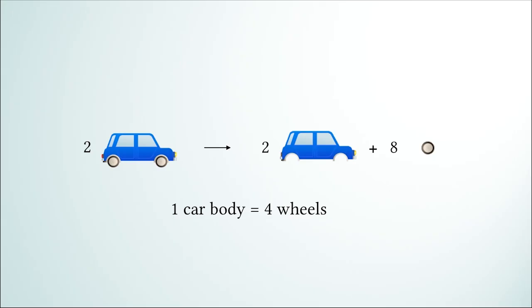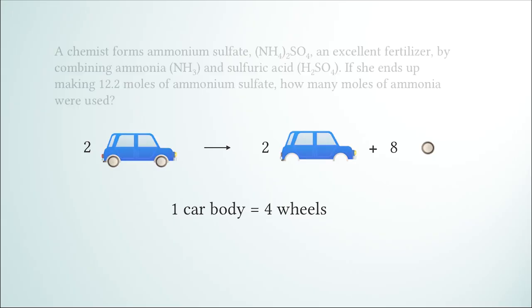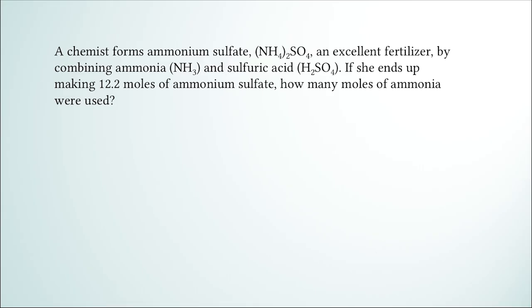Let's look at a chemical equation using these ideas. A chemist forms ammonium sulfate, (NH4)2SO4, which is an excellent fertilizer, by combining ammonia, or NH3, and sulfuric acid, H2SO4. If she ends up making 12.2 moles of ammonium sulfate, how many moles of ammonia were used? Well, we first need to know the correct chemical equation. We're given that ammonium sulfate is formed, so it is our product. We are also told that ammonia and sulfuric acid are the reactants.